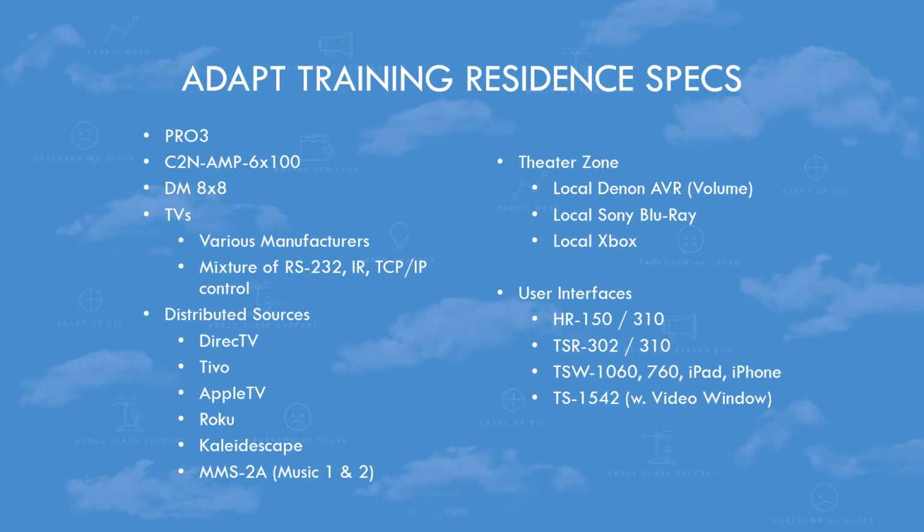So this is a distributed system. We have a C2N-AMP6x100 for audio distribution. We have video distribution through our DM 8x8. We're going to have a bunch of various TVs with a good handful of sources that you see down here. And we're going to have a special theater zone like we typically run into, and we're going to control this entire system from the various user interfaces that are out there in the wild.